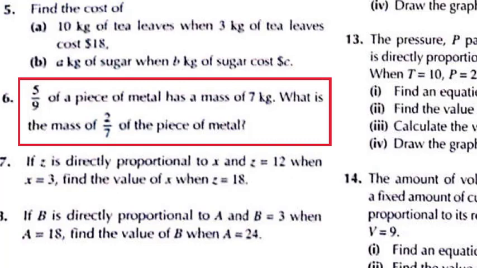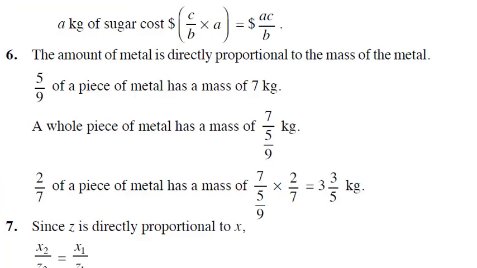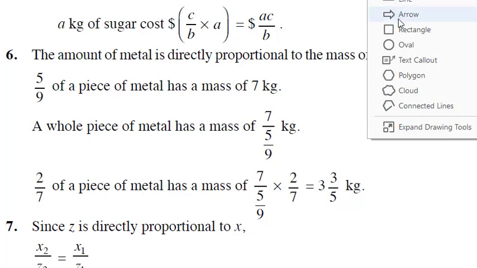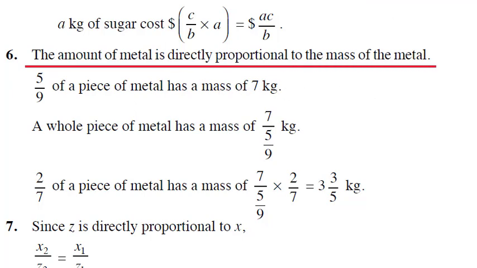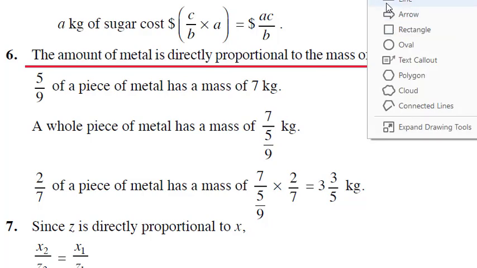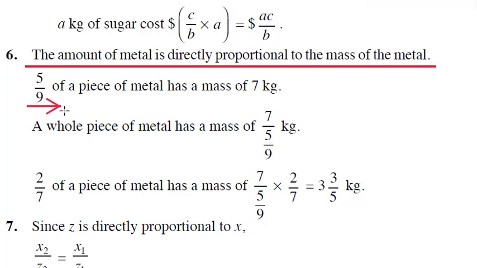By using the unitary method, we are going to solve this. The amount of metal is directly proportional to the mass of the metal. And we get 5/9 of a piece of metal has a mass of 7 kg. Then according to the unitary method, you will have to find a whole piece. So a whole piece of metal has a mass of 7 over 5/9 kg.